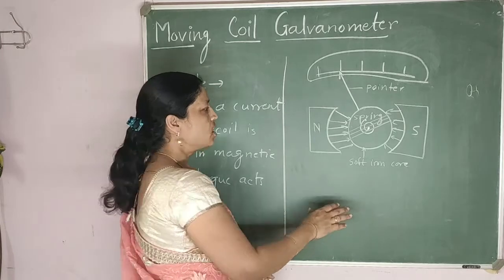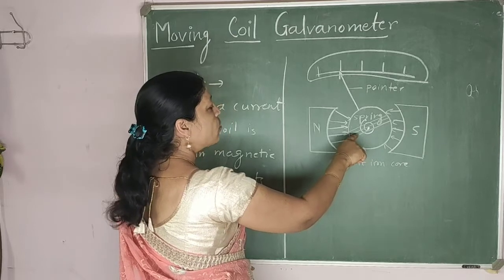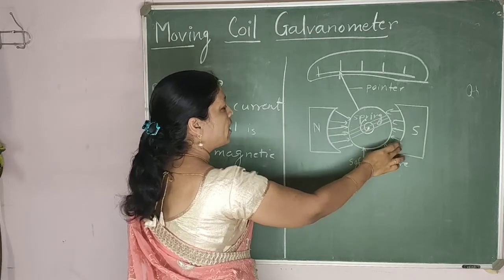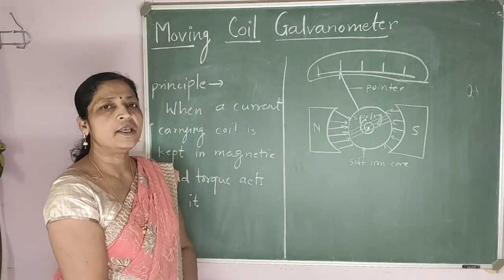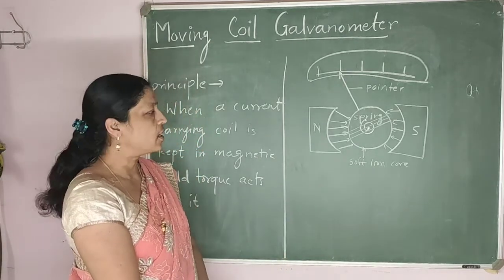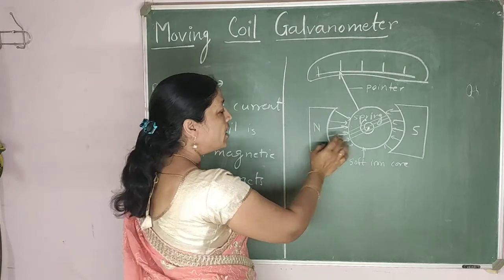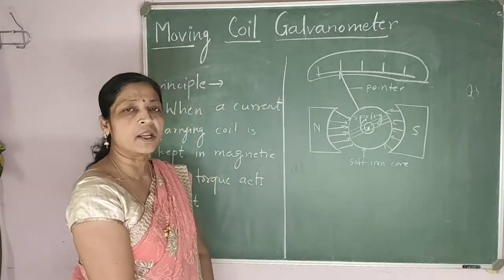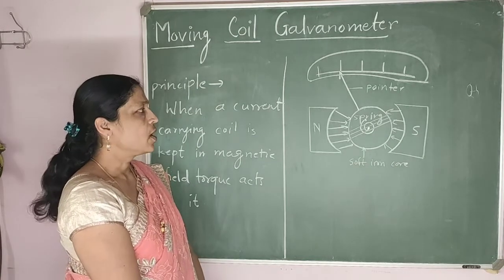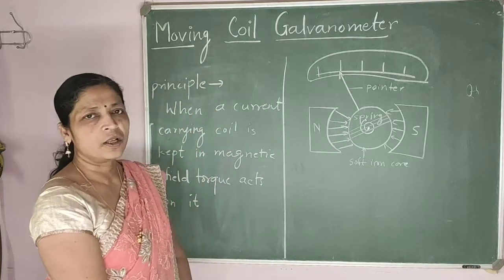So what is the construction? Here we have a rectangular coil. These three lines are of the coil, which is wrapped over a soft iron cylinder, and it is placed between the magnets such that they will produce a radial magnetic field. The soft iron cylinder is used to increase the strength of the magnetic field, and it makes this magnetic field radial. Uniform radial magnetic field is experienced by the coil. And the pointer is attached at one end of the coil, which shows the reading on the scale.